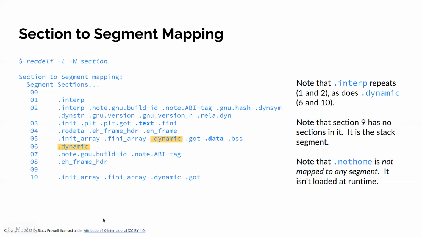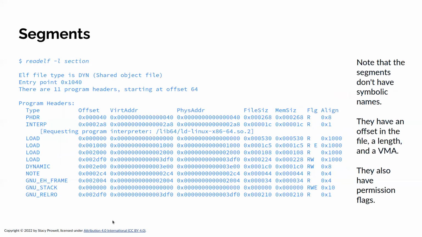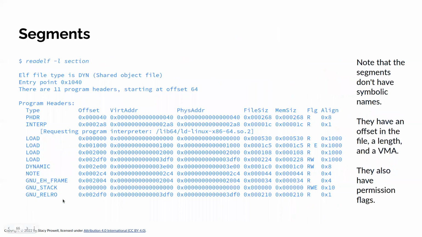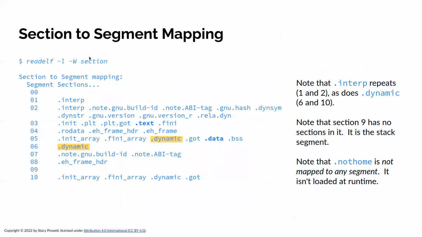Why isn't it there? Well, empty went away because it was empty. Not home went away because it was marked not allocated. Since it was marked no alloc, it didn't get allocated. But it did, in fact, make its way into the file. So it's present in the file right here. It's just not present anywhere in a segment that gets loaded into memory. It's fine.